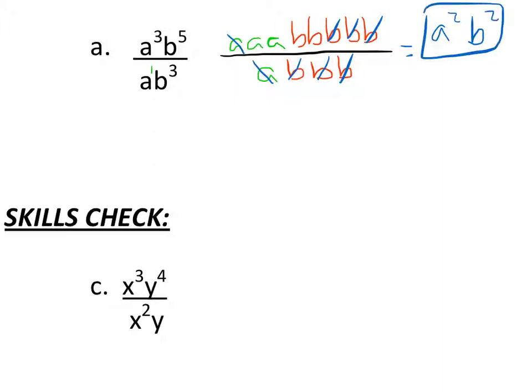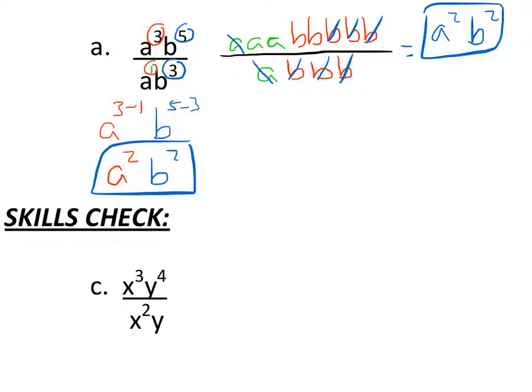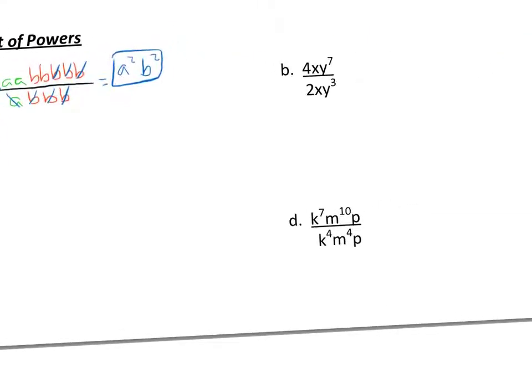Now that's the answer, and it's longhand, and you can do that. But to apply the property is to say A to the top exponent minus the bottom exponent, which gives us A squared. To do the B, we would have top exponent minus the bottom exponent, again relating to the same variable, which gives us B squared. Same answer. Alright, next one.